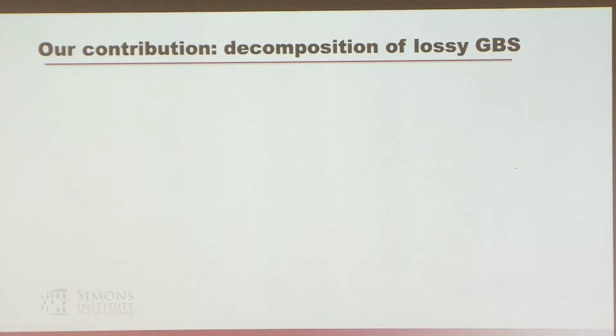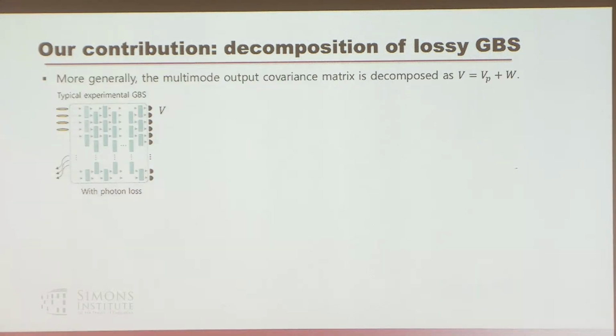Right. So now let me talk about the actual circuit. As I said, this is a typical experimental Gaussian boson sampling circuit. We prepare a squeezed vacuum state, and they go through a beam splitter, and there is a lot of loss in the circuit. But as I said, all the circuits are Gaussian, so you can just write down the output state using a covariance matrix V, which is a 2m by 2m positive matrix.